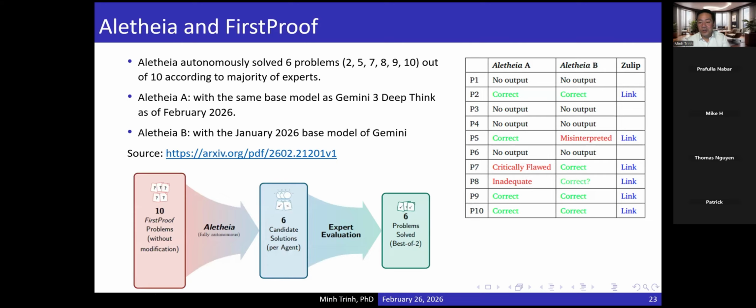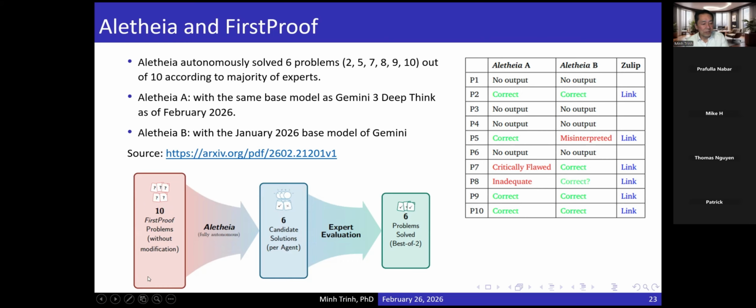Okay. So we talk about Aletheia. The Google team tried to solve it with Aletheia, and they said that they have solved 6 problems out of 10. They couldn't solve 10 out of 10, but it's not bad. If it had been 0, it would have been embarrassing, right? They used 2 versions of Aletheia, one using Gemini 3 Deep Think, and one using the base model of Gemini, and they take the best of the 2 answers.